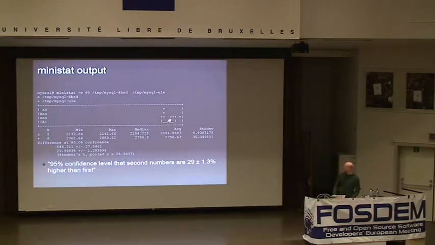So the way you read this is that you can be 95% confident that the second set of numbers, which are the ULE numbers, are sampled from a data set that has a mean 29% higher than the first one. So in this case, we're getting a 29% improvement in transactions per second on this benchmark. So Ministat takes your two sets of data, which might be noisy and hard to interpret, and gives you an actual concrete interpretation of it.